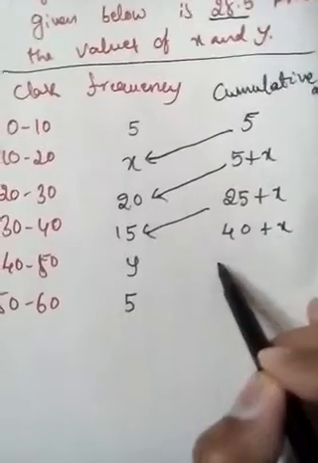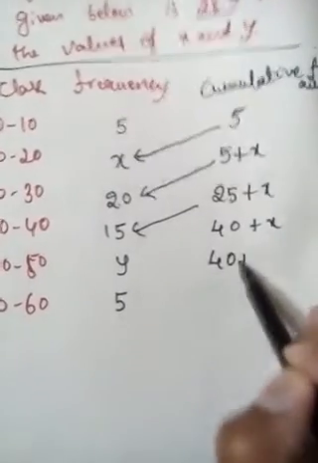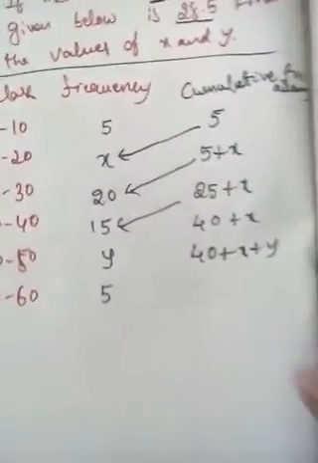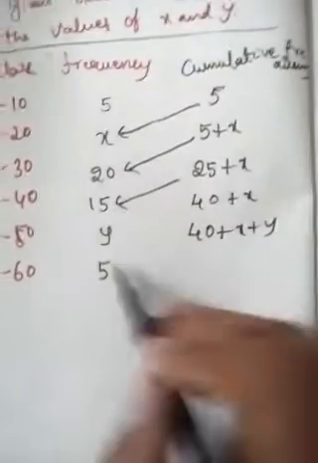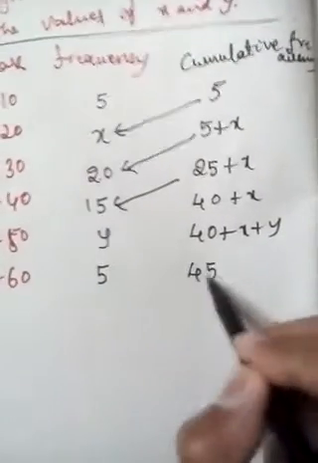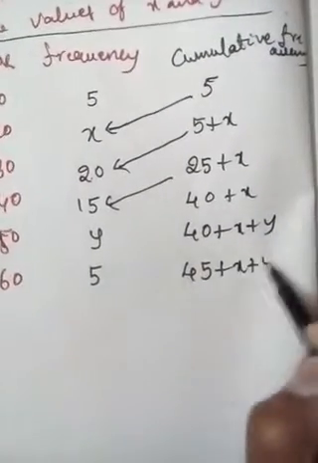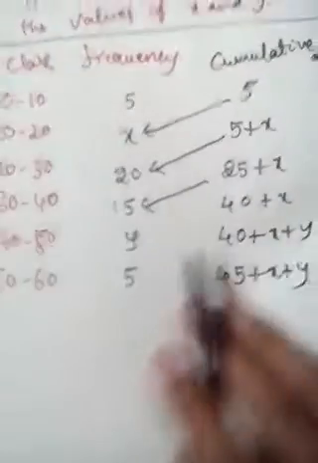Then 40 plus x plus y. We don't know the x value and y value, so you have to write plus x plus y like that only. Then 40 plus 5, 45. So we need to add only the numbers.